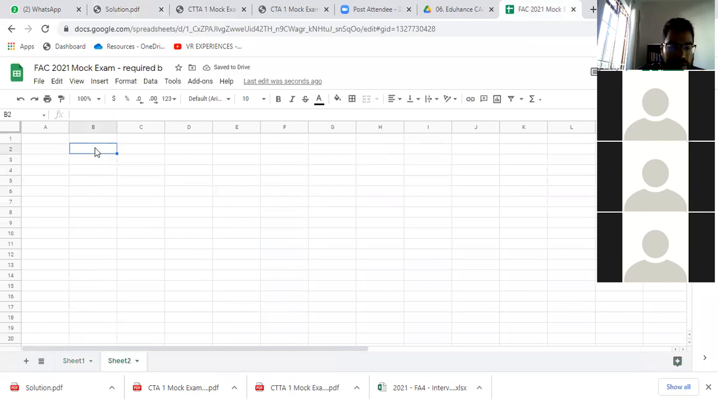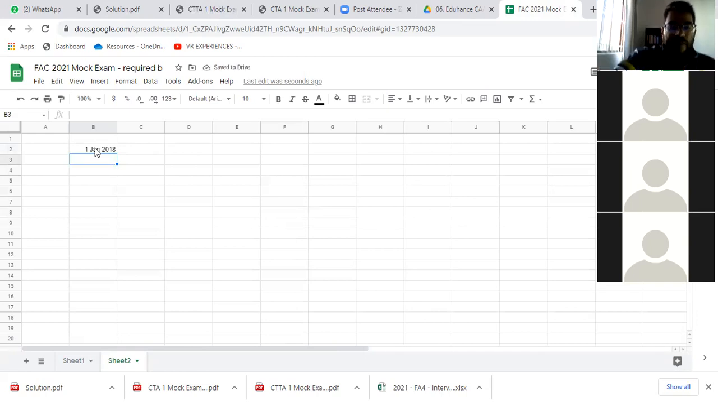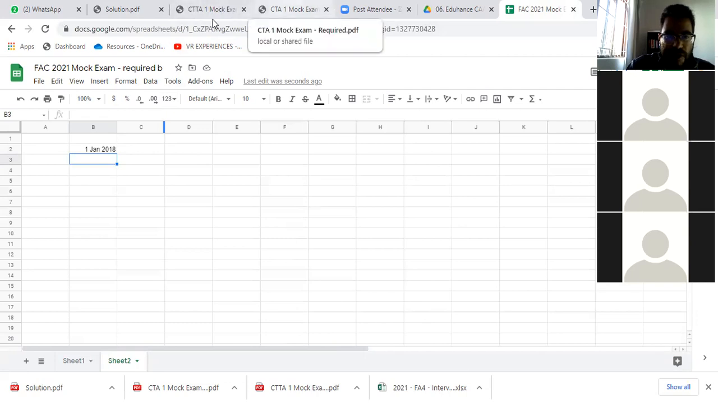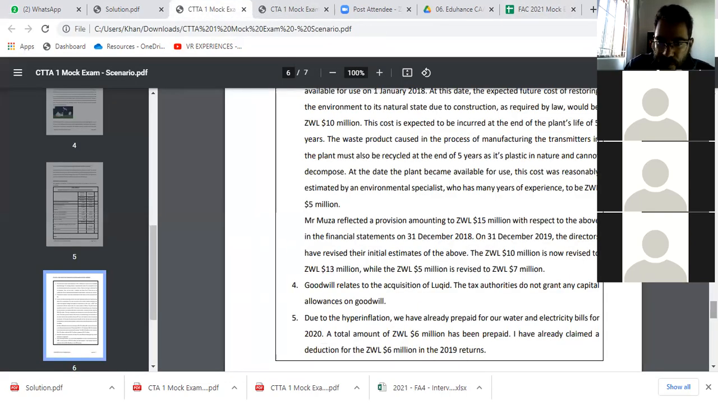So on 1 January 2018, okay, if I read it correctly, it's that 10 million and the 5 million is the present value. Okay, so it is the present value. Let me just go read it again.